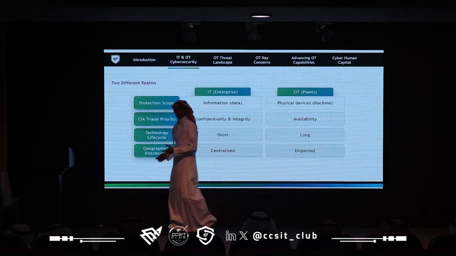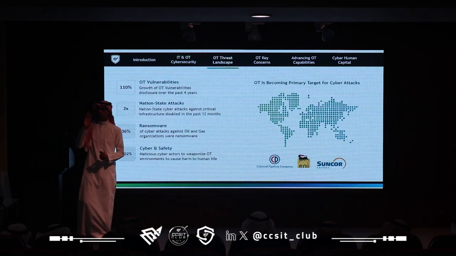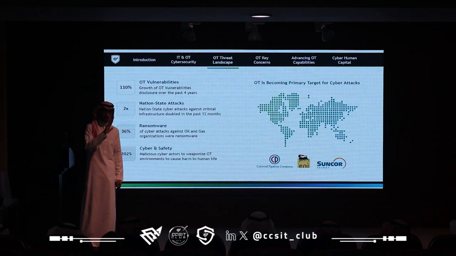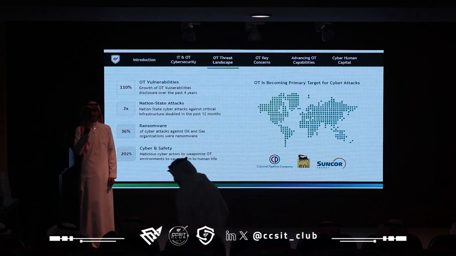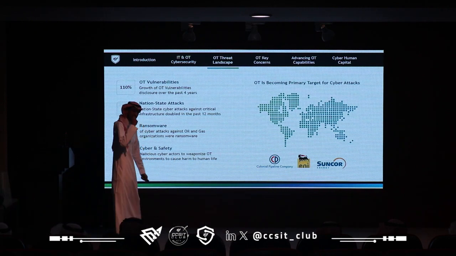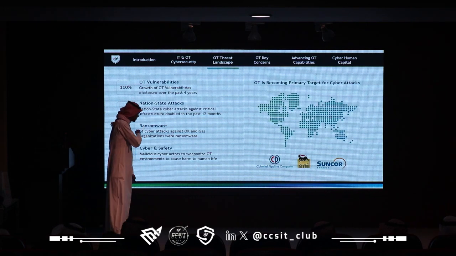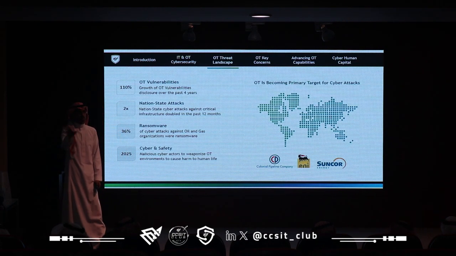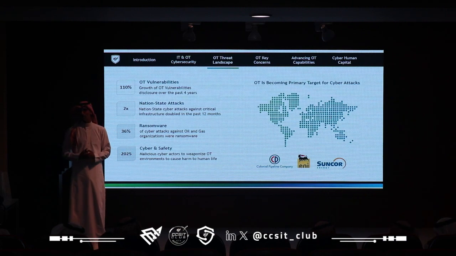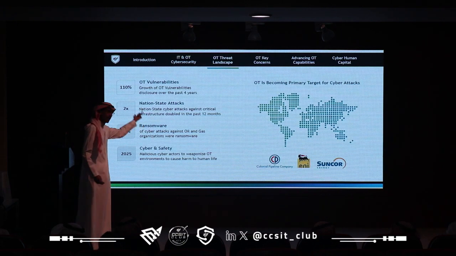Let's delve into OT cybersecurity, and we start with the threat landscape. Believe it or not, over the past 4 years, vulnerability disclosures within OT environments have increased by 110%. Nation-state attacks have doubled just over the last 12 months. The number one type of attack on OT environments over the past year is ransomware. 36% of these attacks are ransomware. Normally, these attacks in the past targeted our operations, our financials, and our reputation.